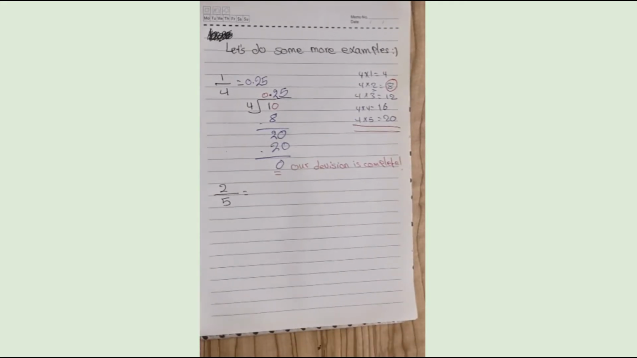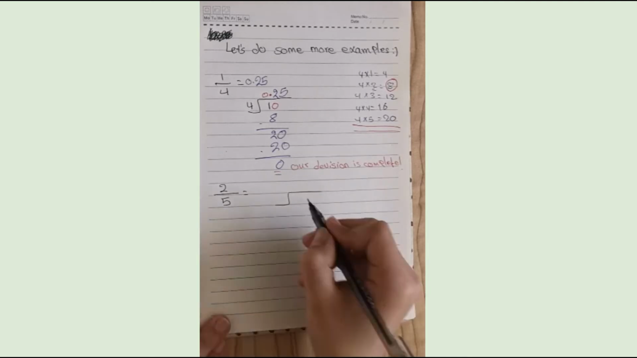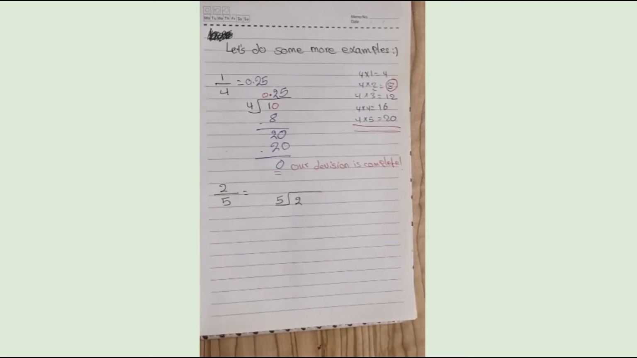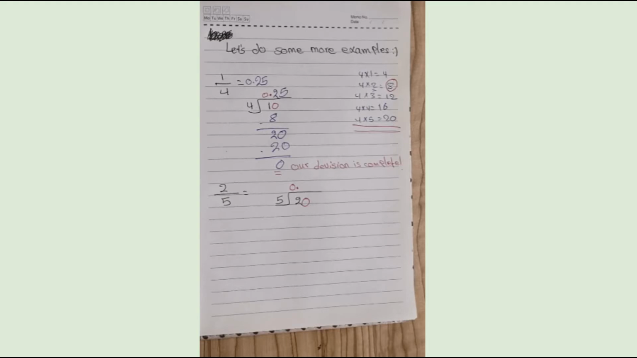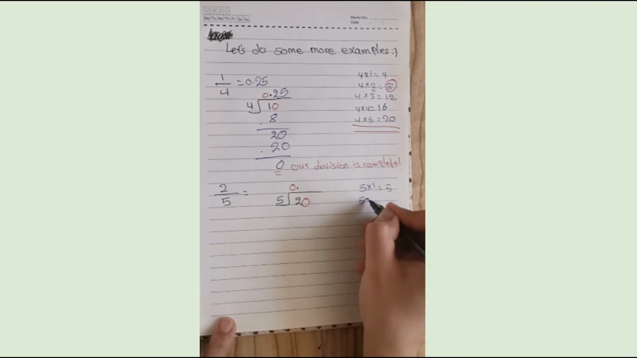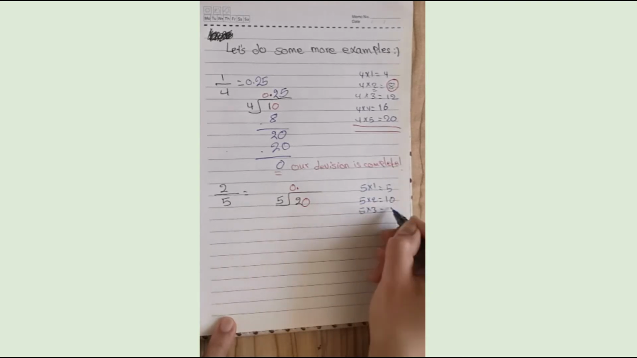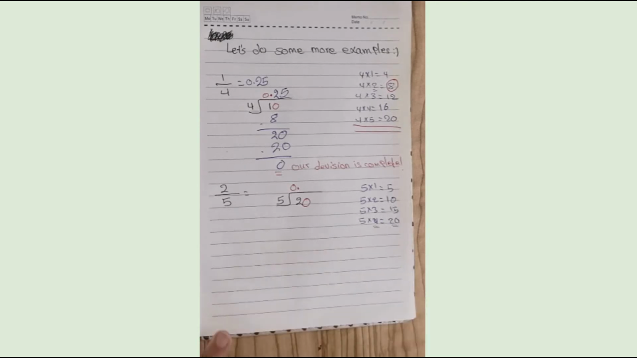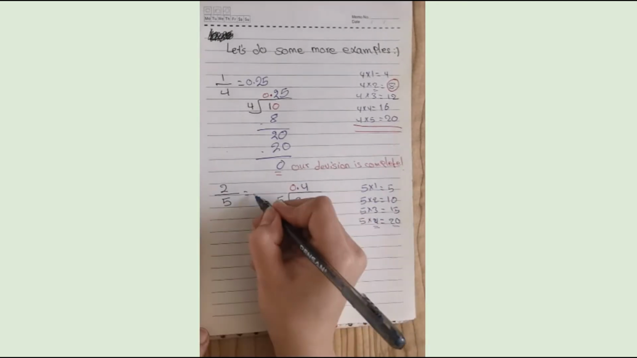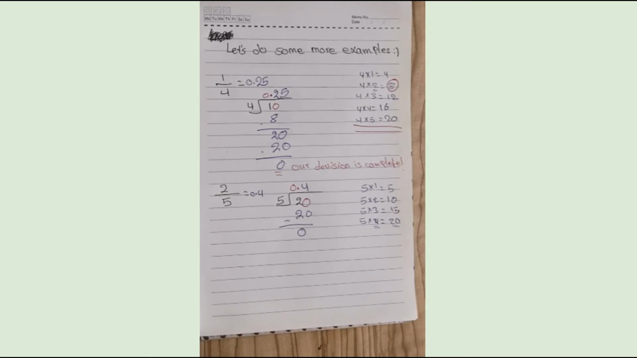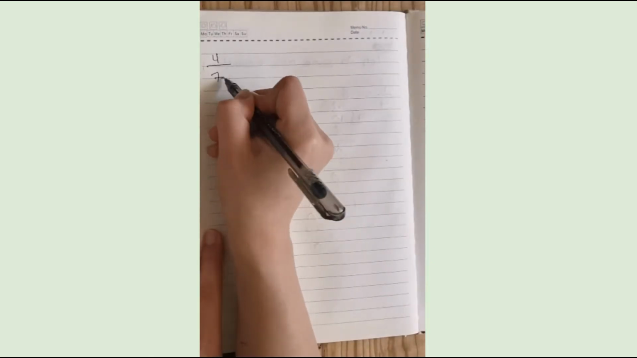Let's do another example. 2 out of 5. 2 is too small, so we put 0 in the decimal number, then a 0 next to it. Okay, we need to multiply 5 by a number that gets us to 20. Let's look at the multiples of 5. 5 times 4 equals 20. So 4 times 5, 20. We subtract it and then we get 0. So 2 out of 5 equals 0.4.